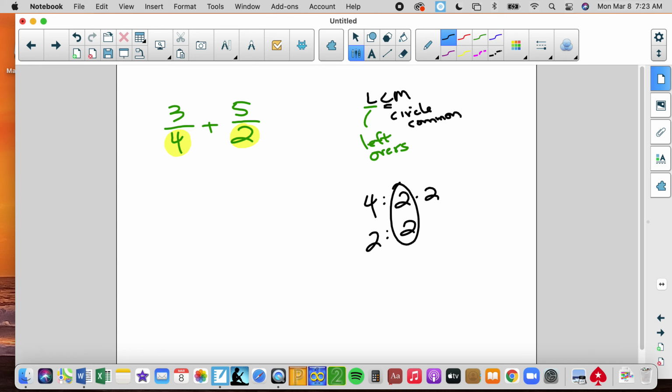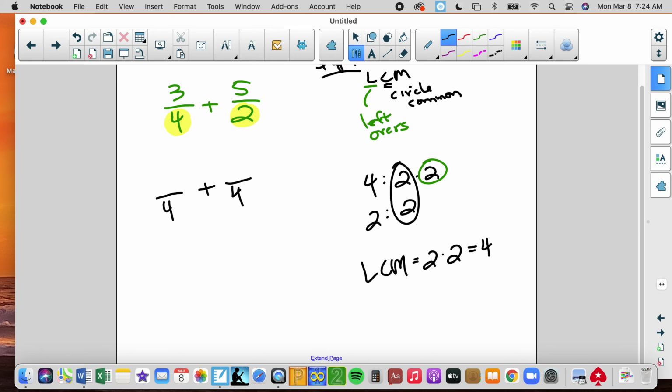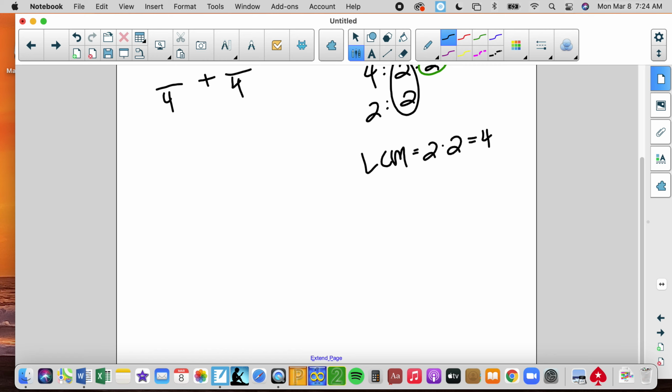And now we're going to circle the leftovers. So my LCM is what they have in common, they have a 2 in common, and whatever they have left over, a 2 left over. So my LCM, or my common denominator, is going to be 4. So that is always going to be step 1. And step 1 is relatively familiar. Step 2 should also be familiar.